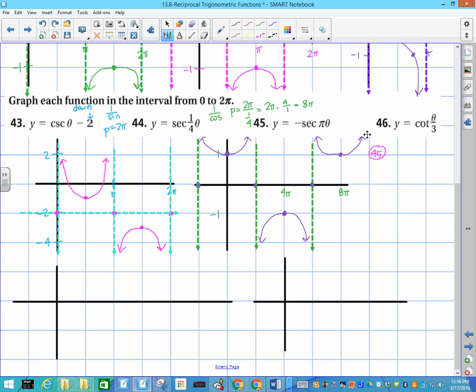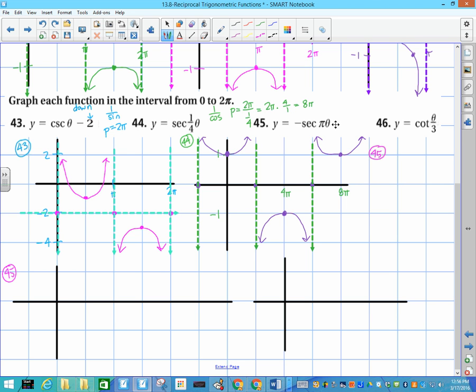So 45, I should have done that. My bad. This is the graph for 43. This was to try to get it all on one paper. This is the graph for 44. And 45 is here, and we're actually going to put the graph right here.